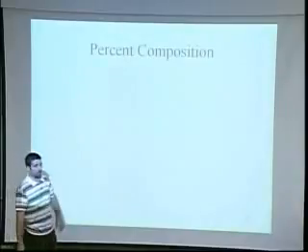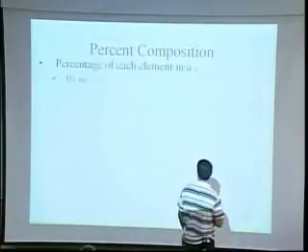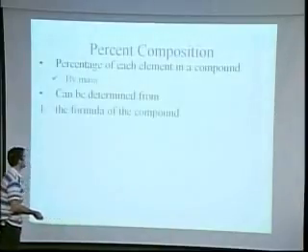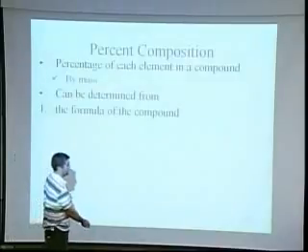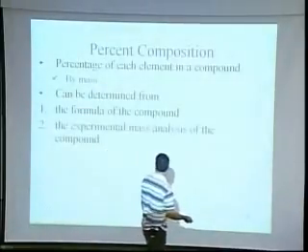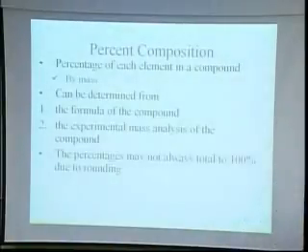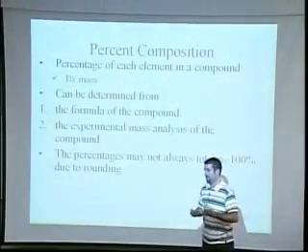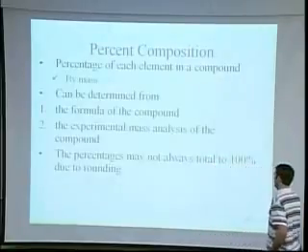So you can use those as conversion factors to come up with what we call percent composition. We're dealing by mass, percent composition by mass. So you need to know the formula of the compound and the experimental mass analysis of the compound. The percentages, like I said, may not always be 100%. They're experimentally derived, so everything's not going to measure out perfectly, but it should be close to 100.